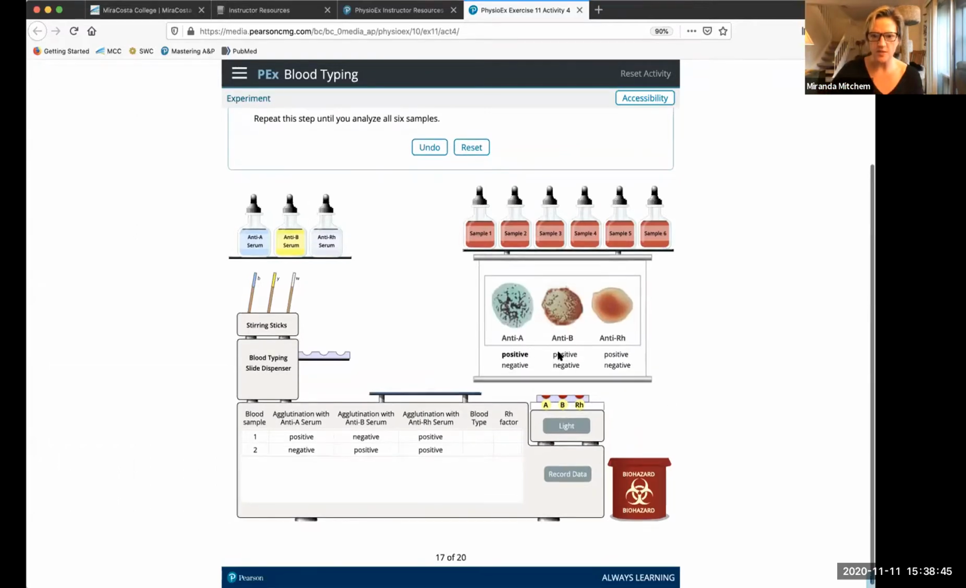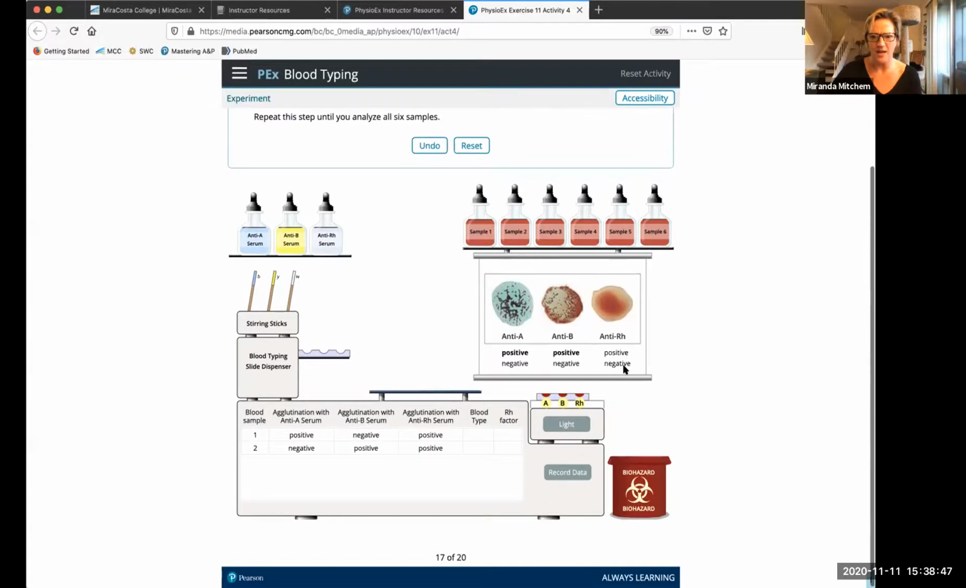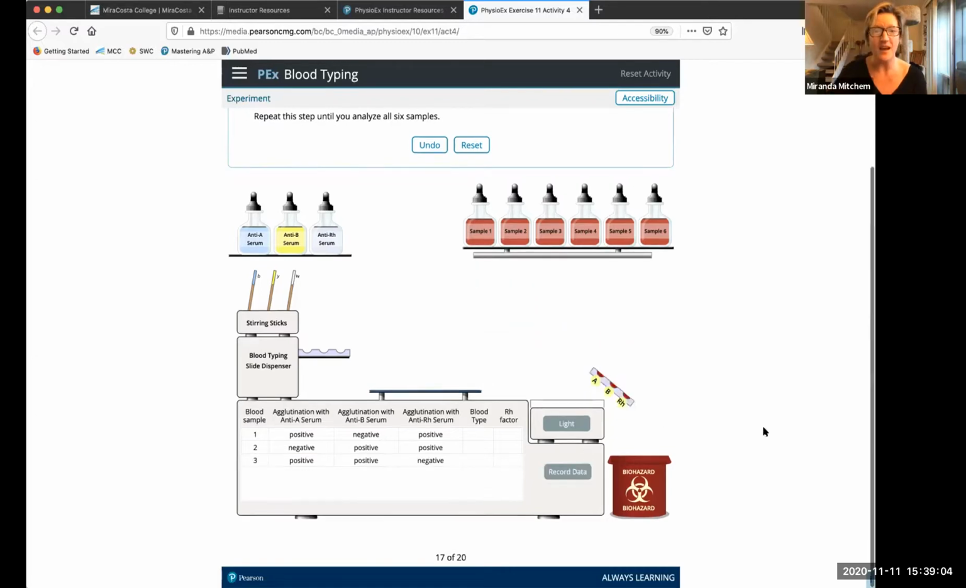We used to only do this experiment using dog blood. I don't know why. I guess they just didn't want to use human blood. But all of our labs are able to use human blood, especially when it's your own blood. So that's pretty neat that you get to, I think that you have the option to do this on your own.